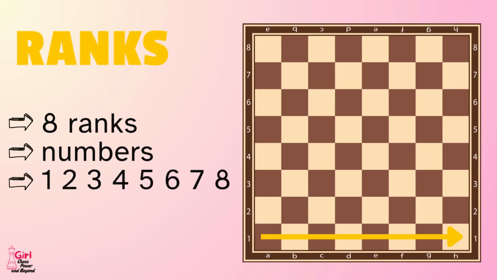Next one we have are the ranks. The ranks here, seen as the yellow arrow, is a straight line going from left to right or right to left, and it is named after the numbers. If you look at the board, also, it has the numbers on the left part or the right part, from number 1 until number 8. That corresponds to the rank numbers.